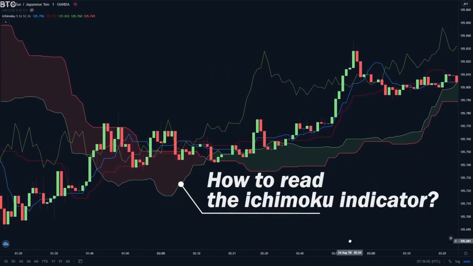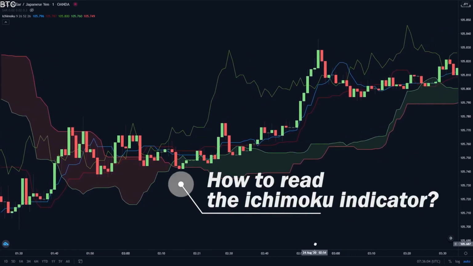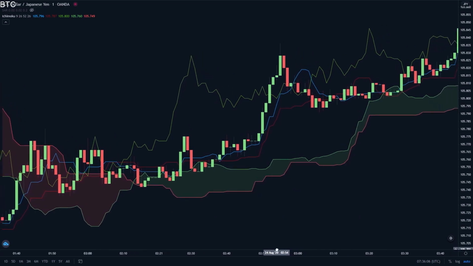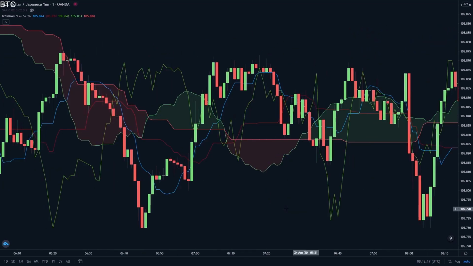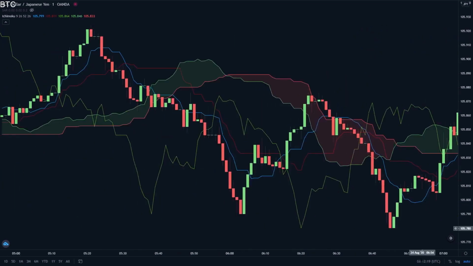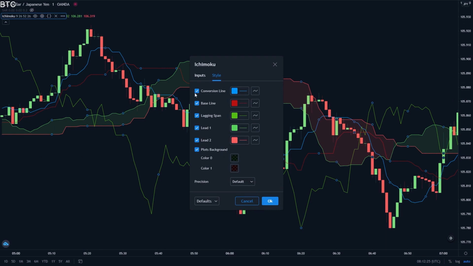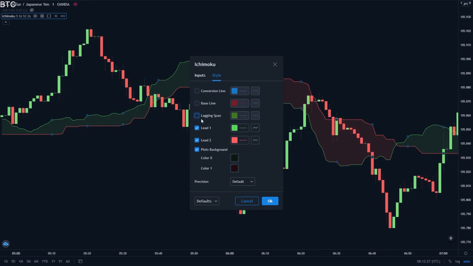So how the hell do you use this mess? Well, it's actually a lot simpler than you think. First things first, there are a couple of rules to follow when trading the Ichimoku indicator. To make it easier, I'm going to disable all parts except these two leading spans, which make the Kumo cloud.